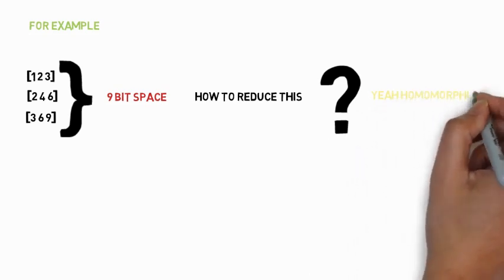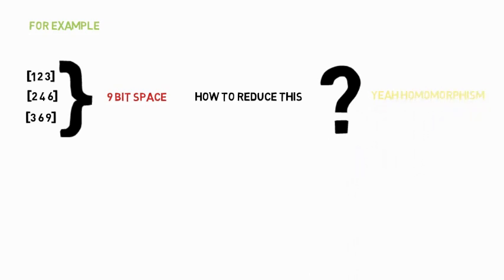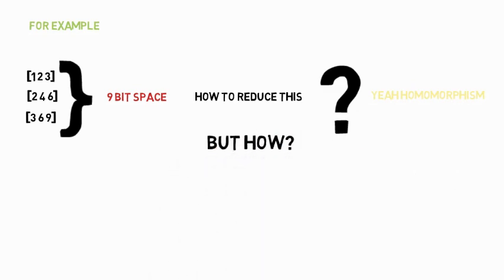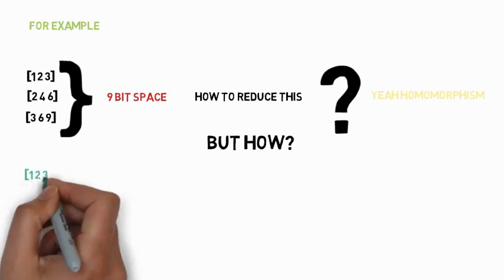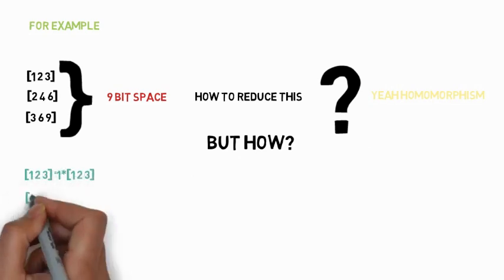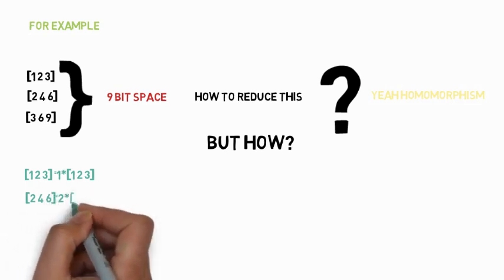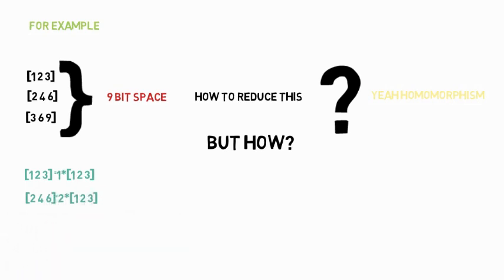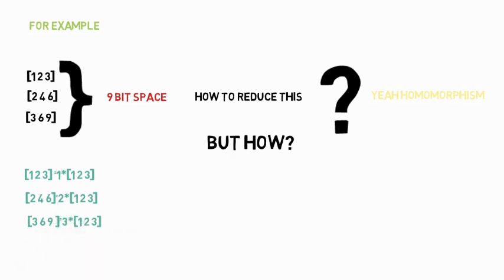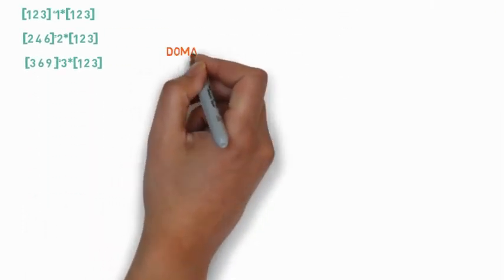Now suppose 1, 2, 3, 2, 4, 6 and 3, 6, 9 are converted into simpler forms. What would it be? You would think that 2 times 1, 2, 3 is equal to 2, 4, 6 and 3 times 1, 2, 3 is equal to 3, 6, 9. You would use this concept to reduce the storage space.